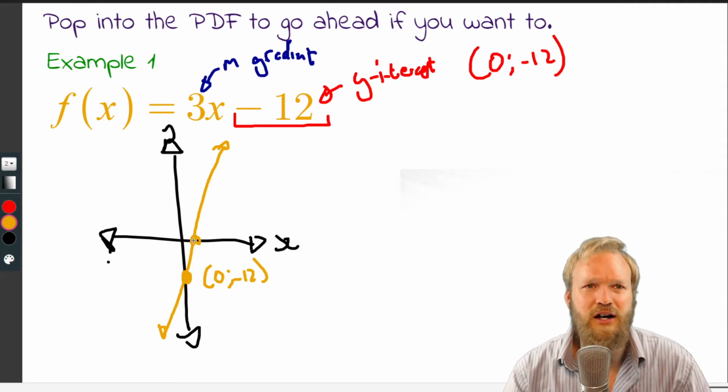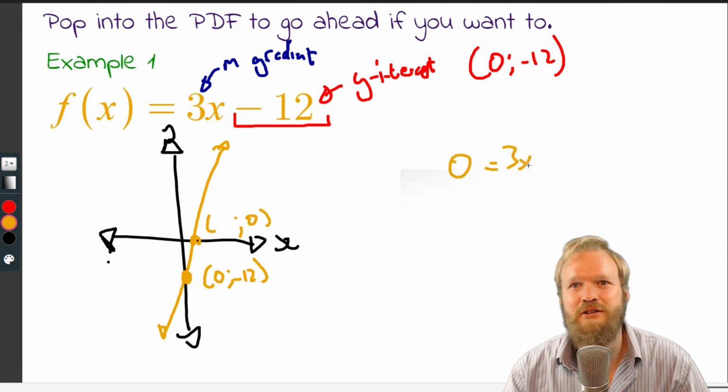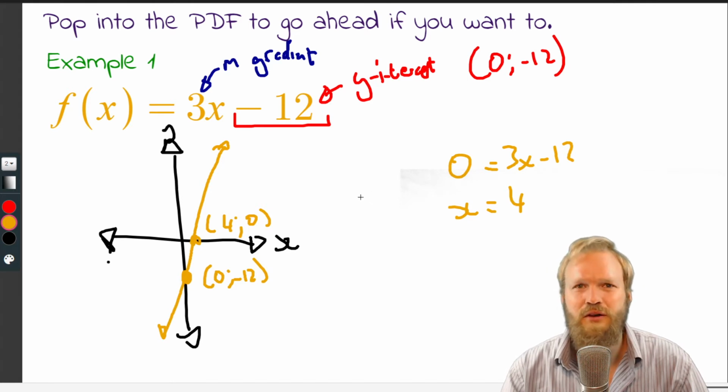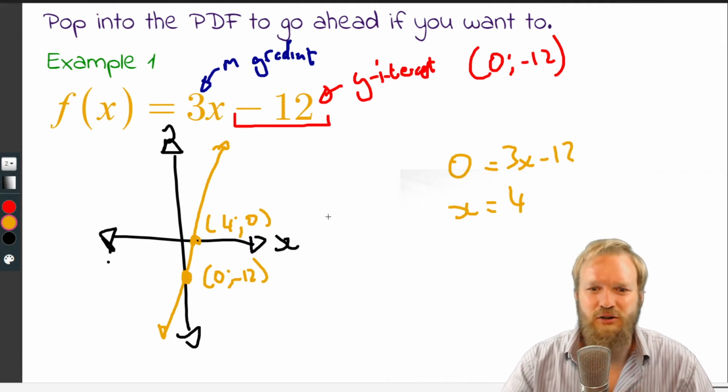And then we need to work out this point. We could either just sub in. At this point here, we know that y is 0. So 0 equals 3x minus 12. And we merrily solve that and go, therefore, x equals 4. So we put a 4 in there. Or you went, well, the gradient's 3, so for every 1 up, you're going across by 3. So it must have been 4. That's like going way back now.